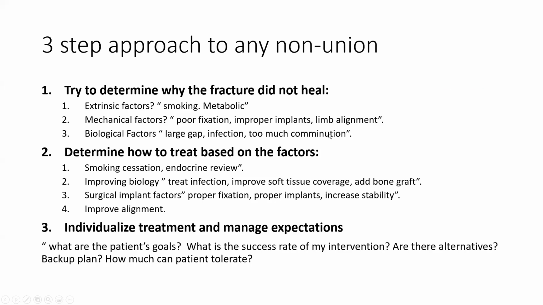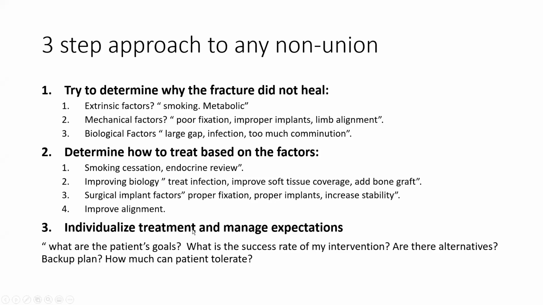Not that much, maybe some comminution, but the biggest factor was the biological factor, which is the gap. So how do we treat based on these factors? If he was a smoker or anything, but for this particular patient, we need to improve biology. Treat infection if there was an infection, which is less likely. Improve soft tissue coverage. There is a flap, one step down, and improve bone biology. And we'll see how we'll do that.